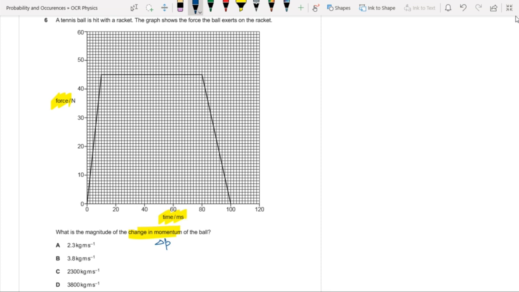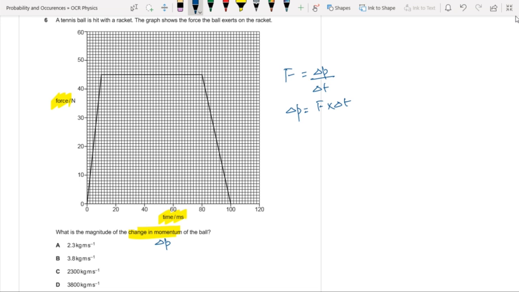So we know that the area under the curve is equal to the impulse of a force, or the magnitude of change in momentum. Also, from Newton's second law, the force is equal to the rate of change in momentum. And from here, we can see that the change in momentum is force times the time interval, right? So we need to find this area under the curve of this force-time graph between 0 and 100 milliseconds.